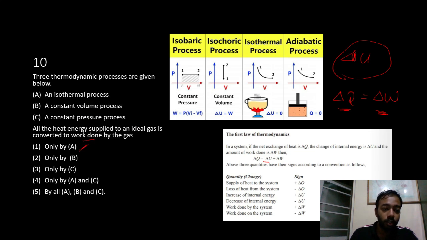If we consider the other processes, a constant volume process means there is no change in volume. The work done, delta W, is equal to pressure times change in volume. So if the change in volume is 0, then the work done also becomes 0. In a constant pressure process, the pressure is kept constant. So the heat supplied will be used, some amount for delta W, and the other will be used to change the internal energy. So here the answer is an isothermal process.